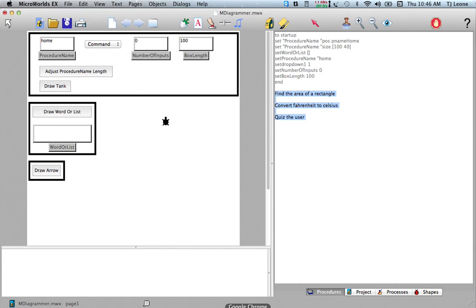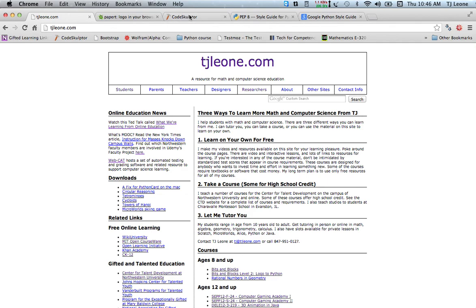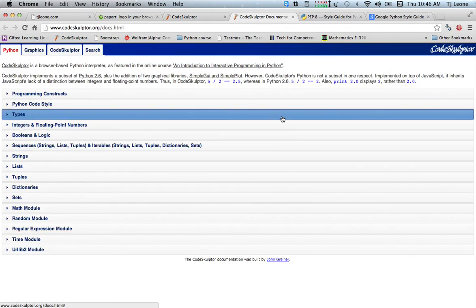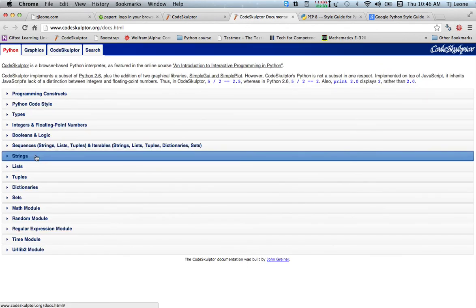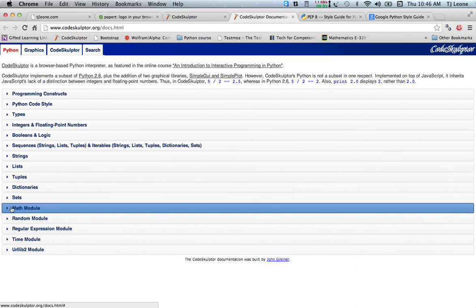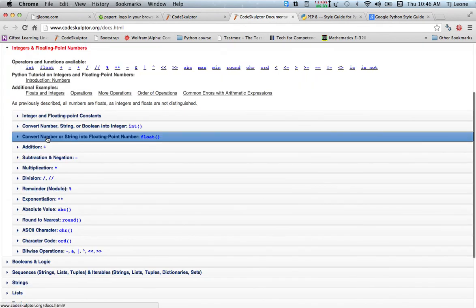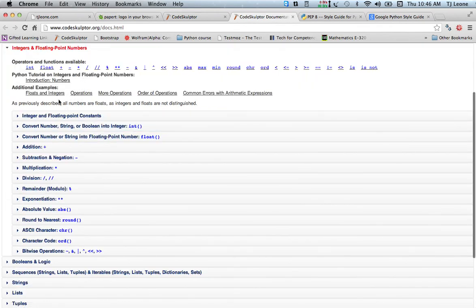In Code Sculptor, you can look in the docs section, and that shows you all the math primitives. Let's look at integers and floating point numbers. If you look at integers and floating point numbers, you'll see all these math primitives that we talked about, and also some other ones.